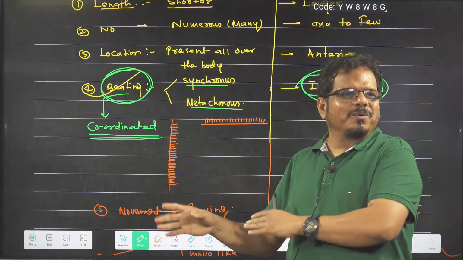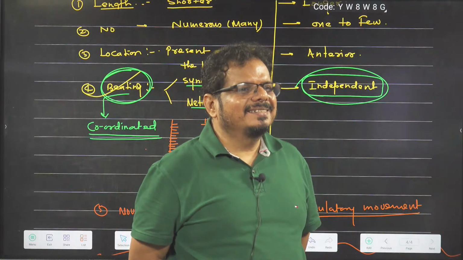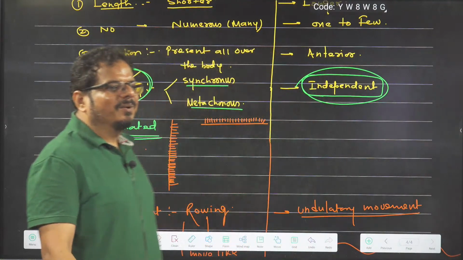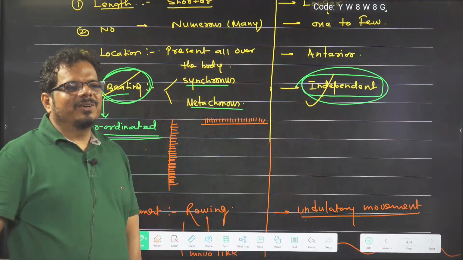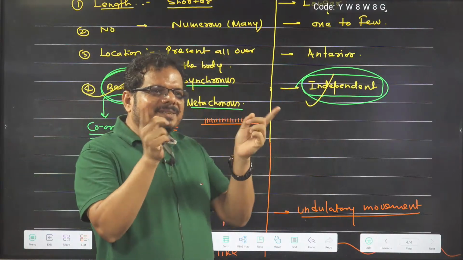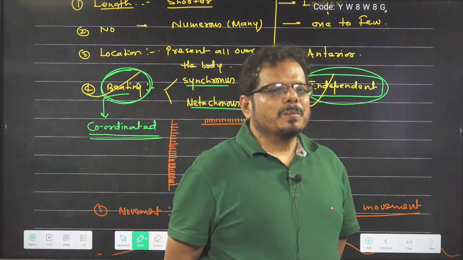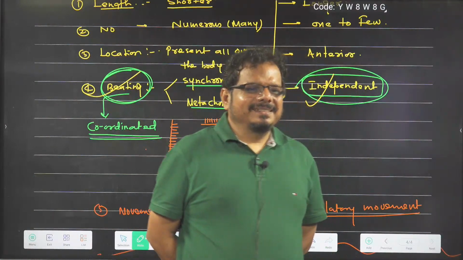Nobody worried about who is dancing in which way. Are you getting the idea? Is it clear in the mind? So such kind of dance is done by which one? Flagella. They have an independent movement. So you got the idea about the differences in the movement in cilia and flagella? Is it clear?